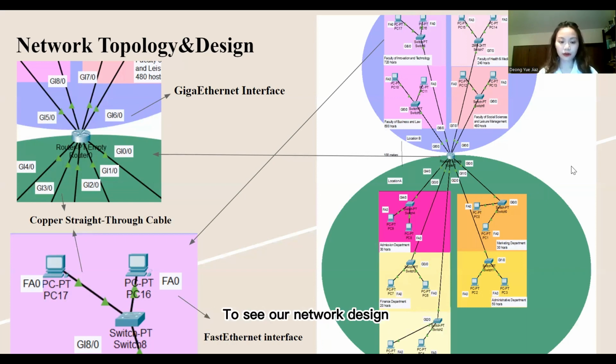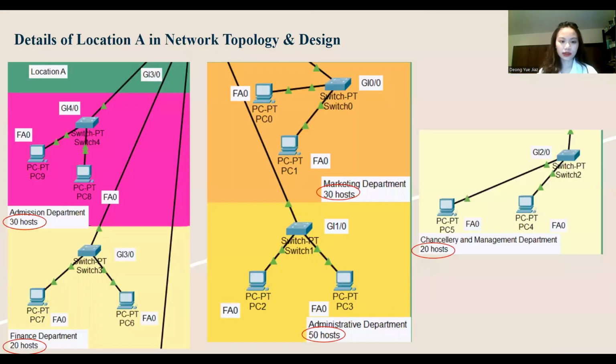To see our network design more clearly, in the next few slides I will show all the details of every department and faculty in each location. In location A, there are an admission department and a marketing department on the ground floor, and a finance department on the first floor. The administrative department is on the second floor, and the conservatory and management department are also located in location A on the third floor.